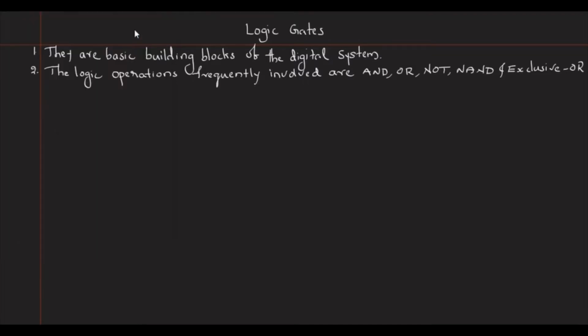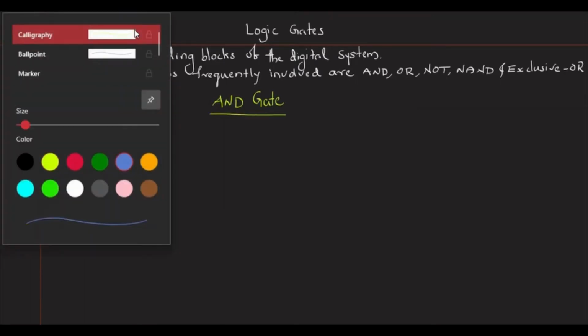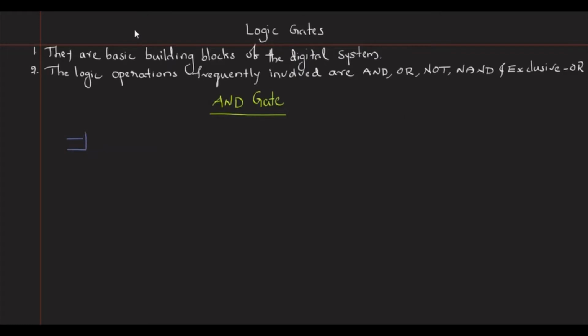Now let us discuss the AND gate. What is an AND gate? This is the standard symbol of an AND gate. There are two inputs, A and B. The output Y is A dot B.